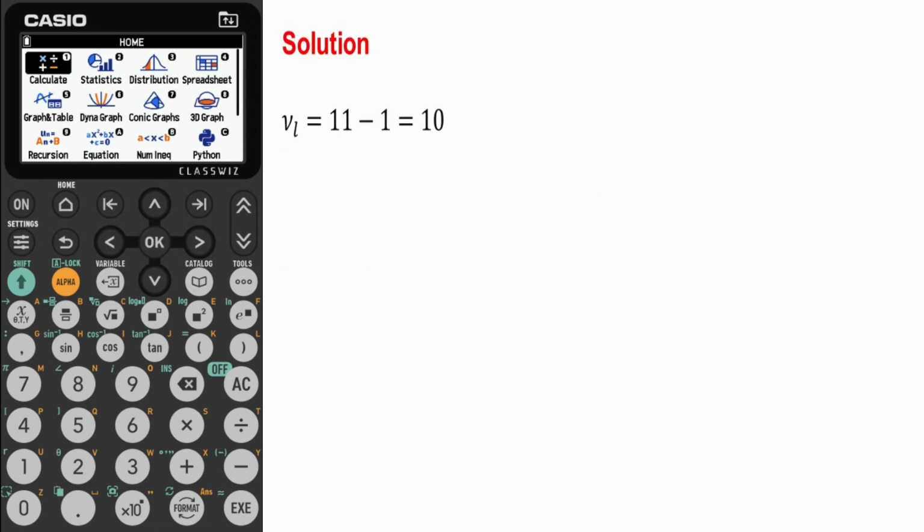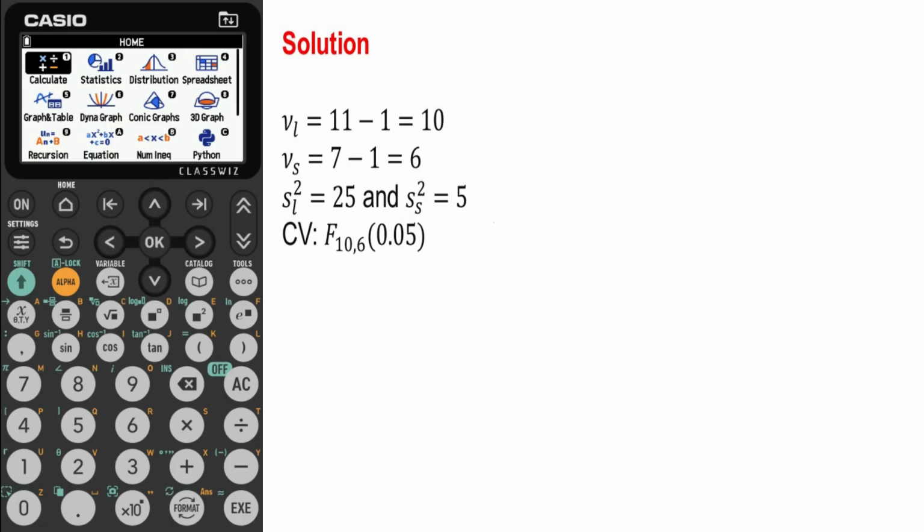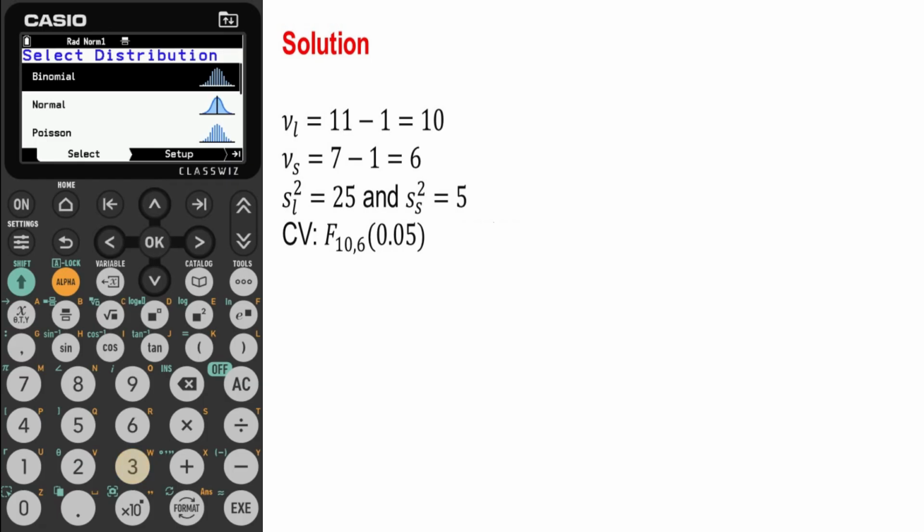We can begin by finding nu larger, which is equal to 11 subtract 1, which is 10. We can now find nu smaller, which is equal to 7 subtract 1, which is equal to 6. We have s larger squared, which is 25, and s smaller squared, which is equal to 5. We can find the critical value at 5% with 10 degrees of freedom in the column and 6 degrees of freedom in the row. We can do this using the distribution application.